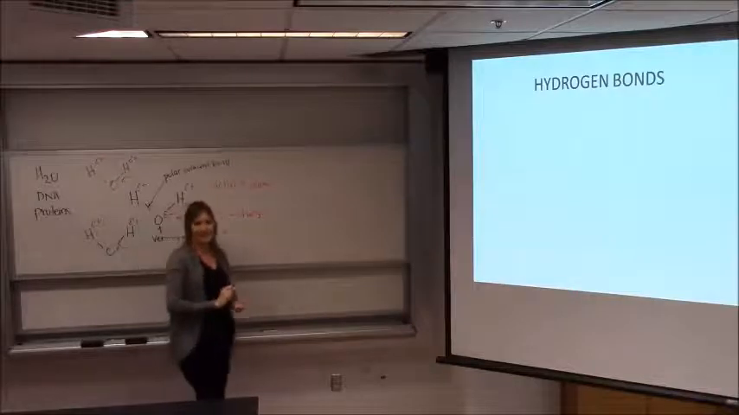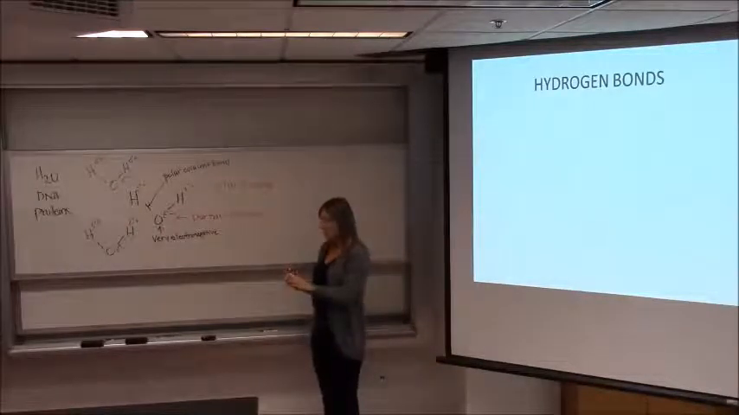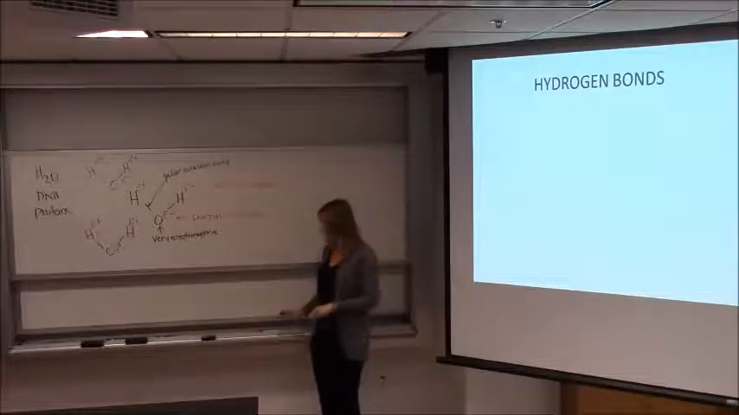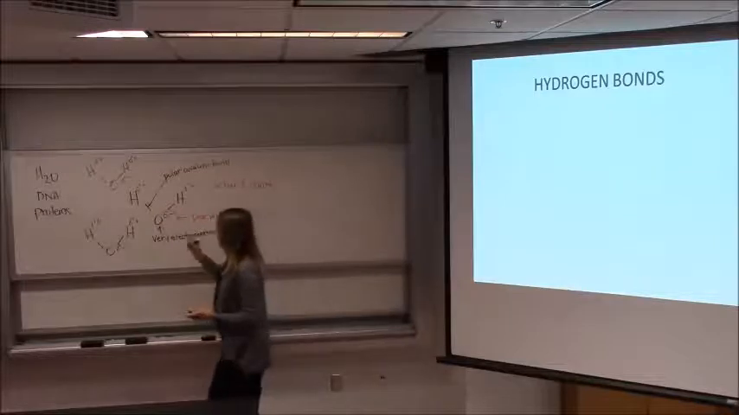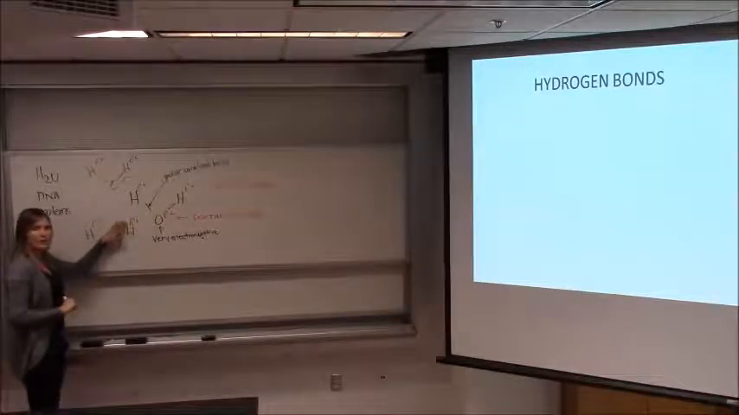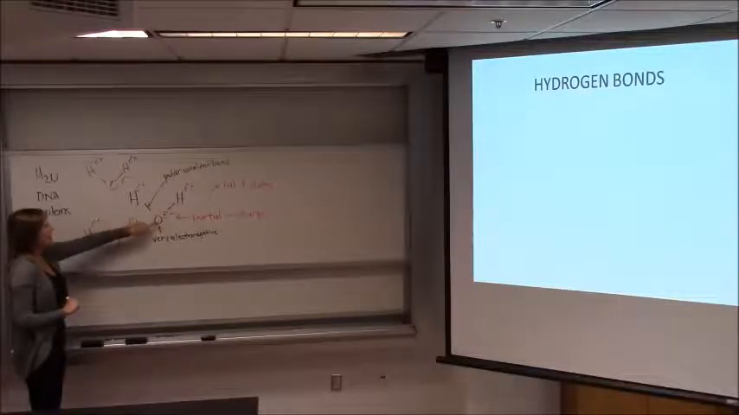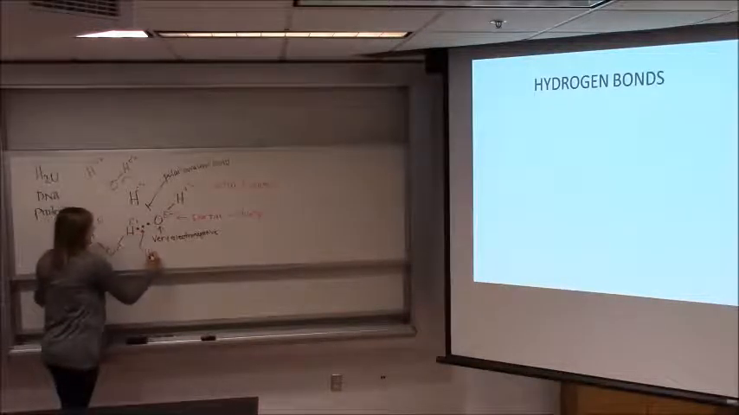This sets the stage for what we call a hydrogen bond. Because remember, opposites attract. It's now the third time we've seen opposites attract. The partial positive of a hydrogen of a neighboring water molecule is weakly attracted to this partial negative of the oxygen, and they're going to form this weak association called a hydrogen bond.